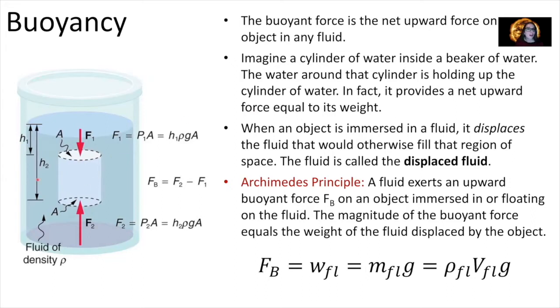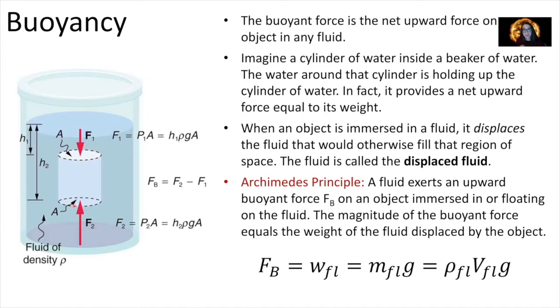And the water around the cylinder is holding up that little cylinder of water. So we've got our little imaginary boundary around the cylinder of water. The water surrounding it is holding up that imaginary boundary. That surrounding water provides a net upward force equal to the weight of this little cylinder of water we can draw a boundary around.